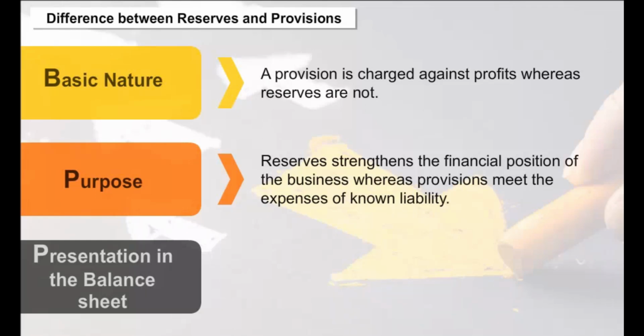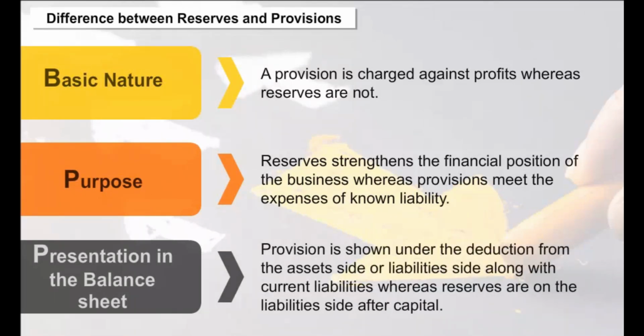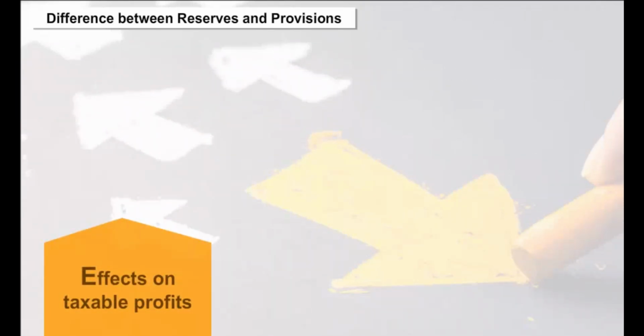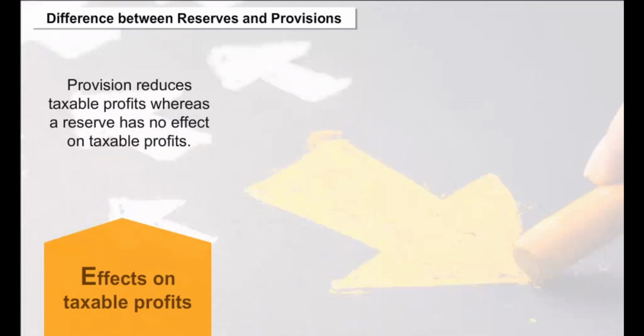Presentation in the balance sheet. Provision is shown under the deductions from the asset side or liabilities side along with current liabilities, whereas reserves are on the liabilities side after capital. Effects on taxable profits. Provision reduces taxable profits, whereas a reserve has no effect on taxable profits.